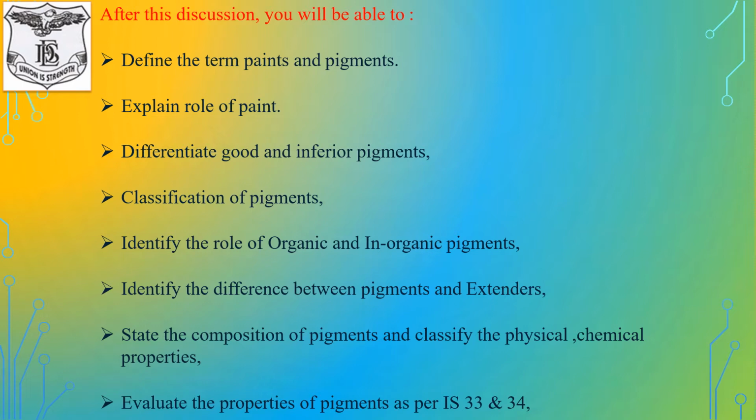Then we'll discuss the role of organic and inorganic pigments in the coatings, the difference between extender pigments and true pigments, then composition of pigments, then its physical and chemical properties, and testing methods used for pigment testing. Because quality is a very important criterion, we have to test each and every pigment before sending it to the market actually.